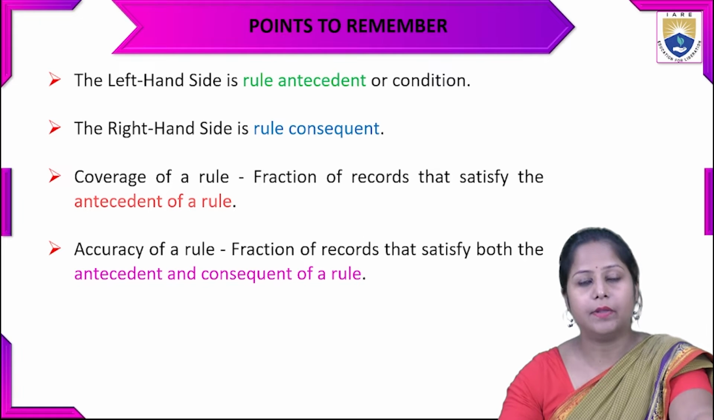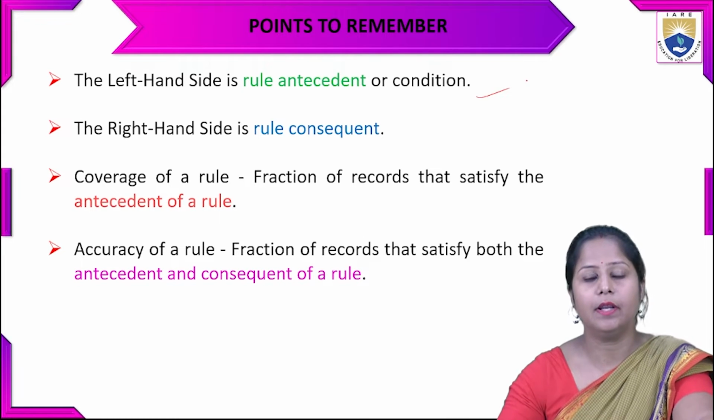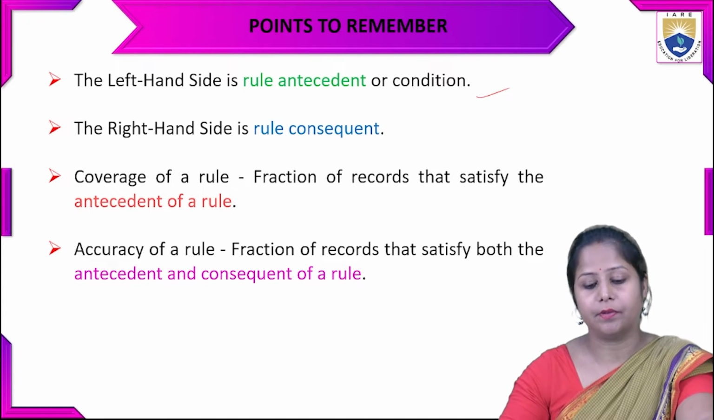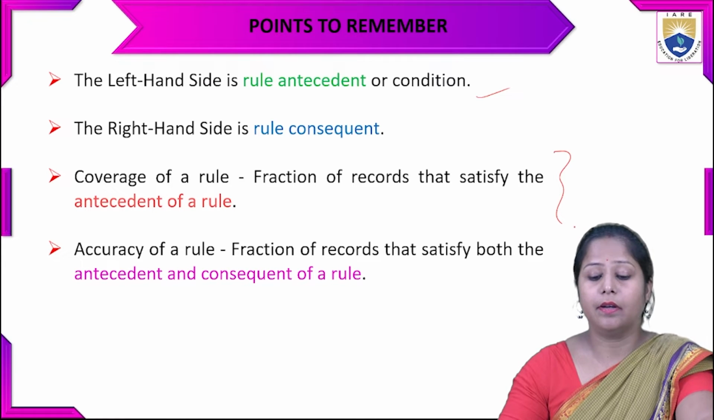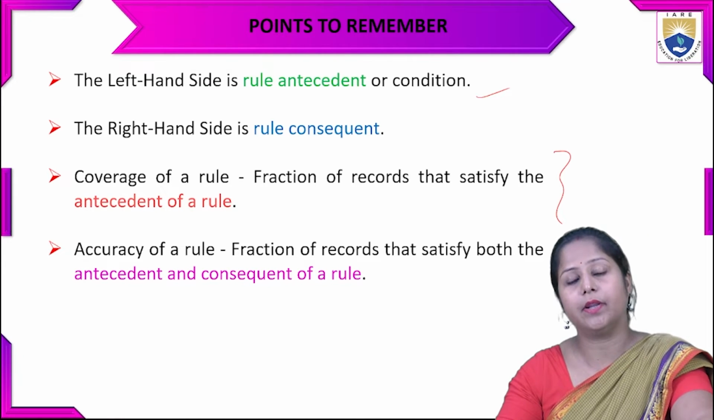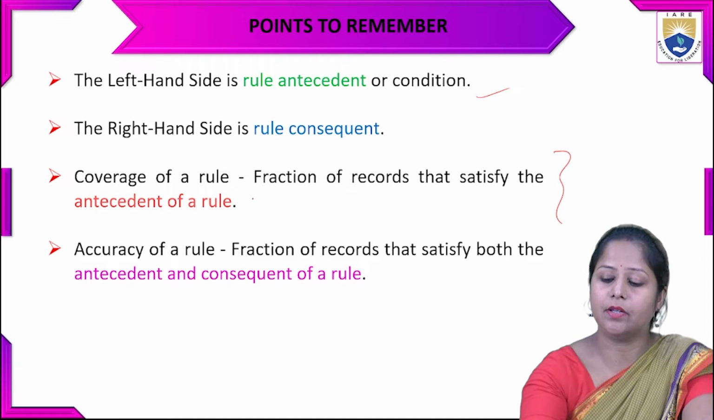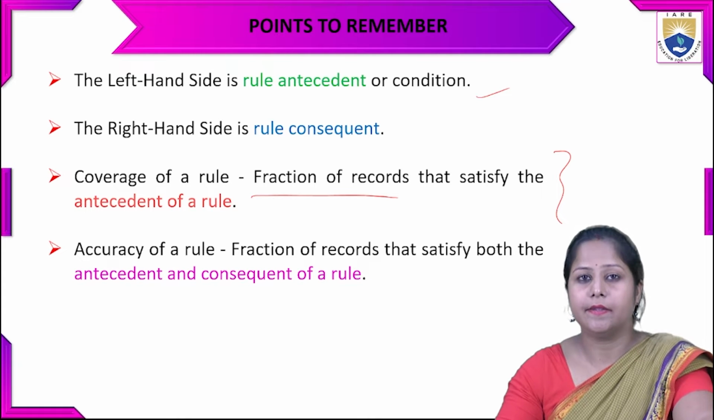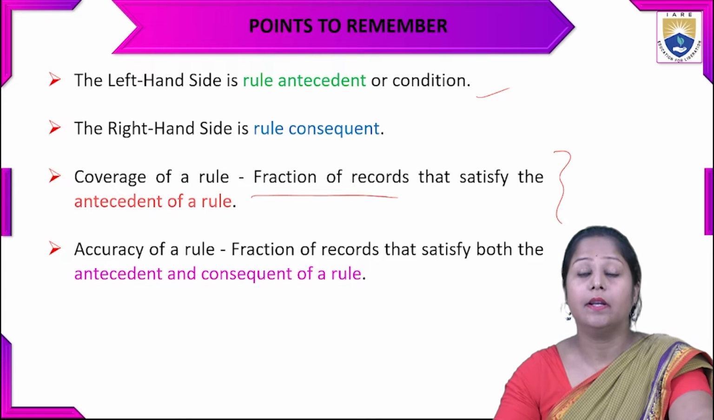Now, so those are the points to remember that I have said. The left hand side will be the rule antecedent, and the right hand side will be the rule consequent. There will be the coverage. Coverage will be there for any of the rules. So what is coverage? Coverage is the fraction of records that satisfy the antecedent of the rule. Only then will that rule be covering them.